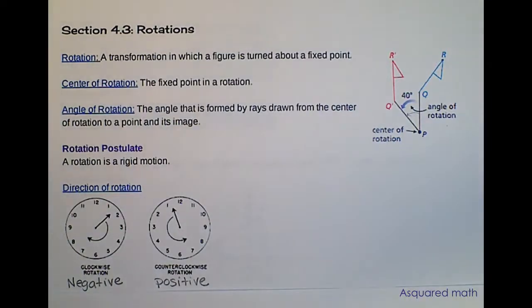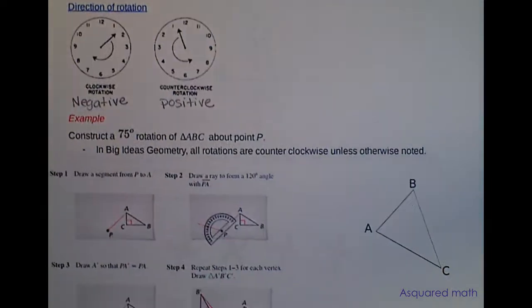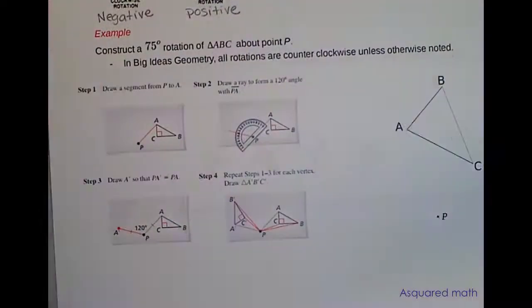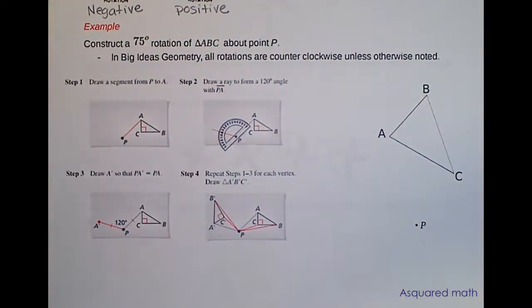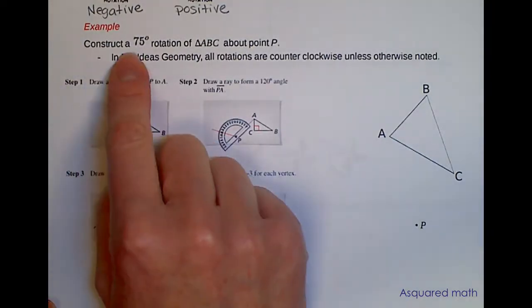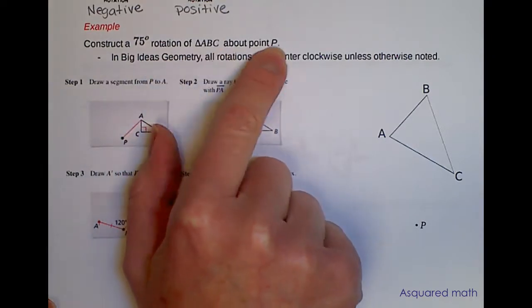So let's do an example. With this example, we're actually going to learn about constructions and how to construct an angle of rotation. In this one, it says construct a 75-degree rotation of triangle ABC about point P.